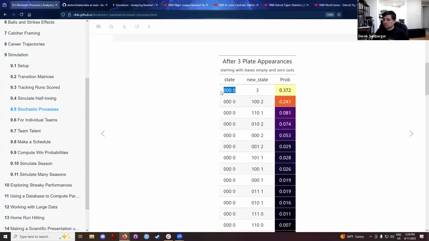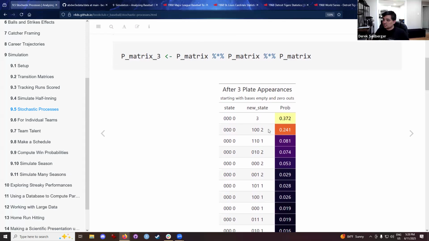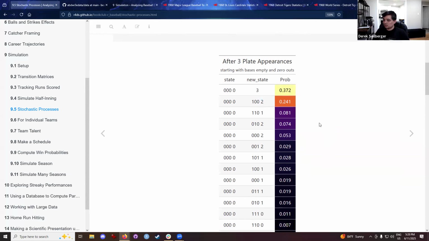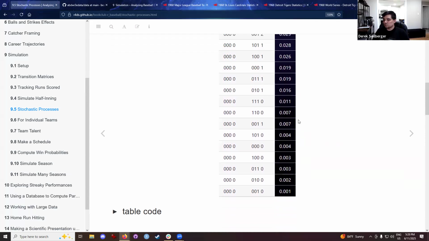Starting from the bases empty, 0-out situation, the most likely outcome after 3 plate appearances is simply getting 3 outs. The second most likely outcome is a man on first base with 2 outs. And if you watch a bunch of baseball games, that seems to fit what we're thinking. And just out of curiosity, I looked at the other 22 states as well.